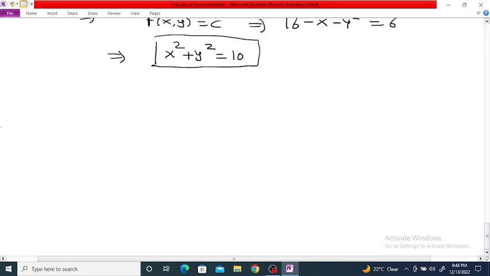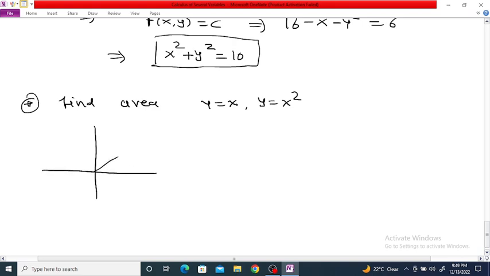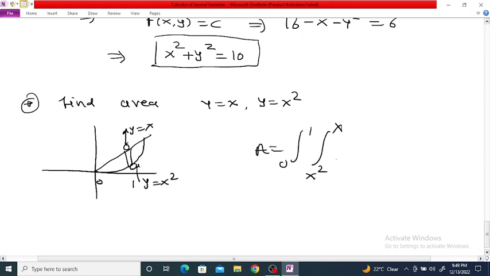Next example, find the area which is bounded by y equal to x and y equal to x square. We know that if we draw this graph, then this is the equation of y equal to x and this is the equation of y equal to x square. So if we consider a strip, it enters at y equal to x square and leaves at y equal to x, and we want to put such a strip from 0 to 1. So if we evaluate this integration, 0 to 1 and x square to x, of dy dx, you will get the value of the area.